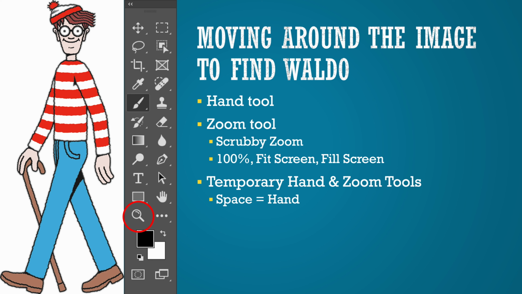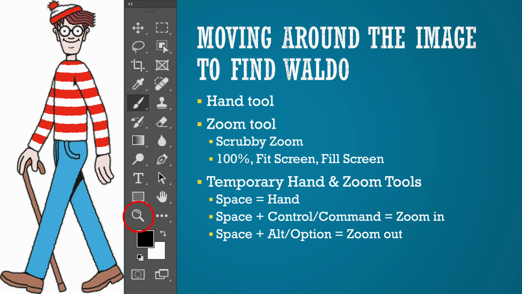Press the spacebar to activate the Hand tool. Press the spacebar and then Control or Command to activate the Zoom In tool. Now, note to Mac users, you'll want to make sure to hold the spacebar down first and then add the Command key. Otherwise, the computer will activate Spotlight, which is a universal search function built into the Mac OS. Press the spacebar and then Alt or Option to activate the Zoom Out tool.